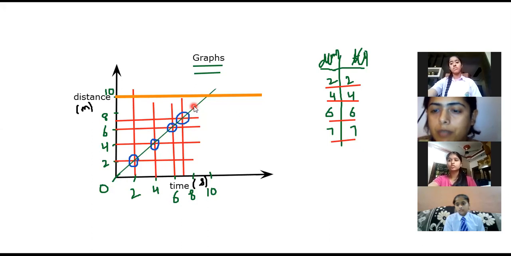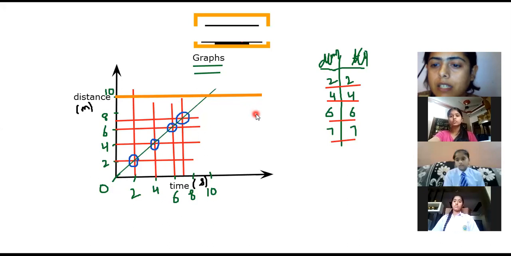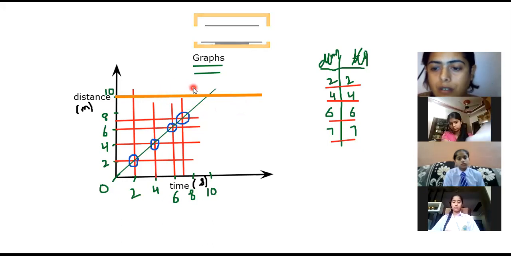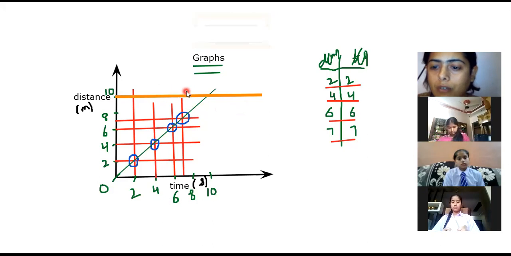Fine. The object is in which state? It is in the state of rest. Because neither the distance, look, 10 meter is the distance. Time keeps on increasing, but distance is 10 meter. So let's say you are at a distance of 10 meter from the wall or from the door nearby you. It's not increasing, not decreasing. So you are in the state of rest.